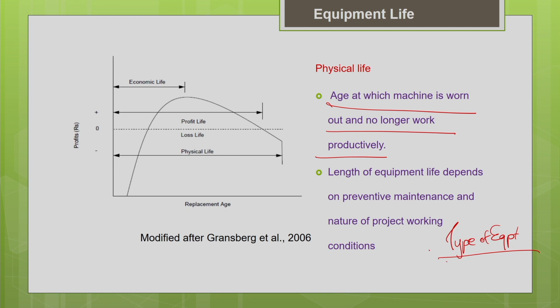So, it depends upon the type of the equipment, and also upon the nature of the project working condition. Okay, we have discussed this example earlier. The same machine, an excavator: one is working in the quarry handling short rock pieces, the other is just handling ordinary earth in a project site. So, both will have a different physical life because the amount of wear and tear to which both the machines are subjected is totally different. Okay.